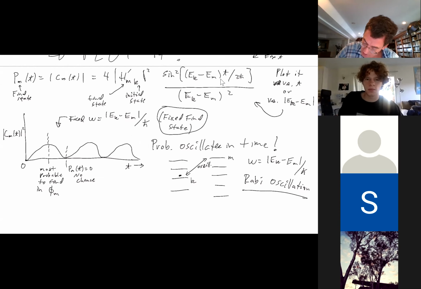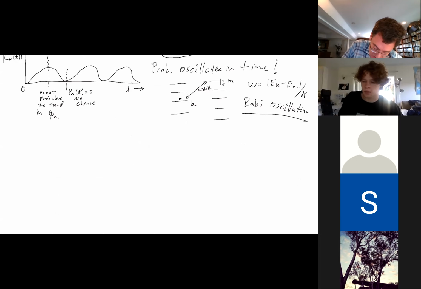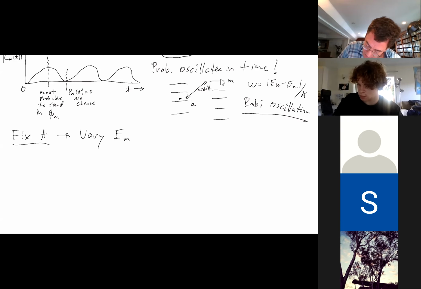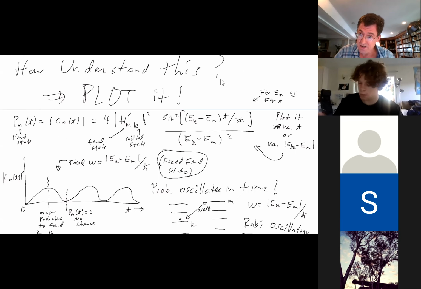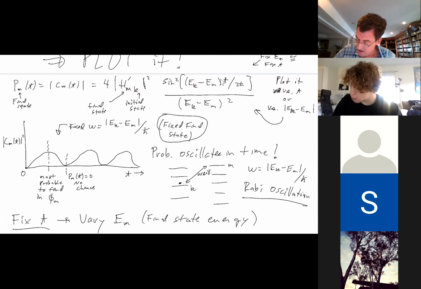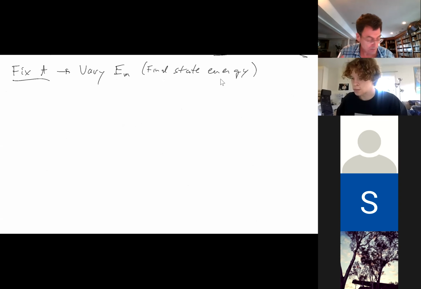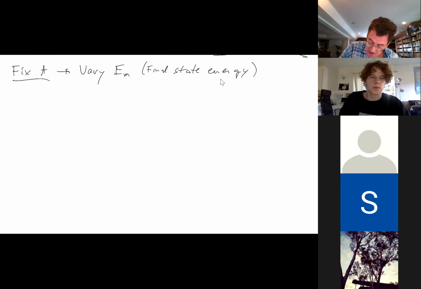But now let's plot it a different way. Now let's fix time, and then let's vary the final state energy. And let's plot that and see what it looks like. All I'm doing is plotting this formula. It's not hard. You guys could do it very easily if you took the time. So if you do that plot, then it looks like this.